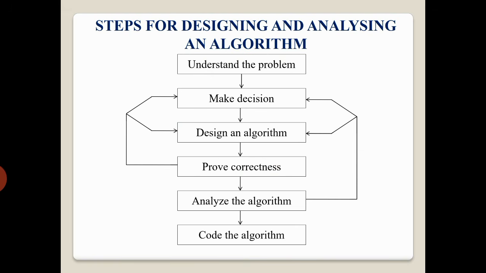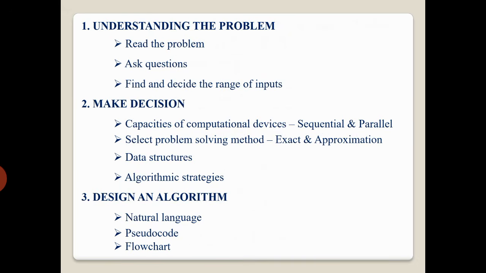They are as follows. Initially, the problem must be understood by the programmer. Then, the decision must be made about capabilities of computational devices, methods, and data structures. After that, select the method in which the algorithm is going to be specified. Then, correctness of the specified algorithm is checked. Before implementing, the algorithm is analyzed for its efficiency. Finally, the algorithm is implemented in any one of the computer languages. An important point to be noted here is, while proving the correctness of the algorithm and analyzing it, if any error occurs, then return back to the decision making step to correct it and continue the process. Now, I am going to explain all the 6 steps in detail.